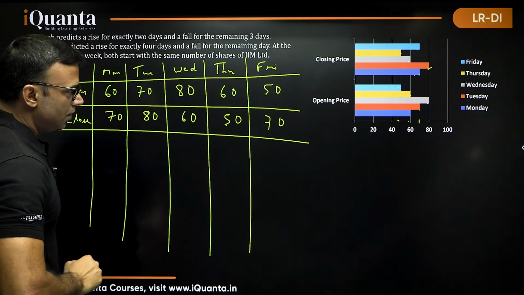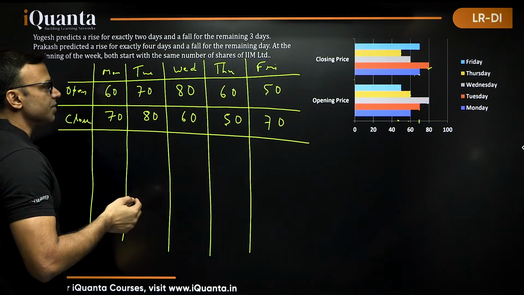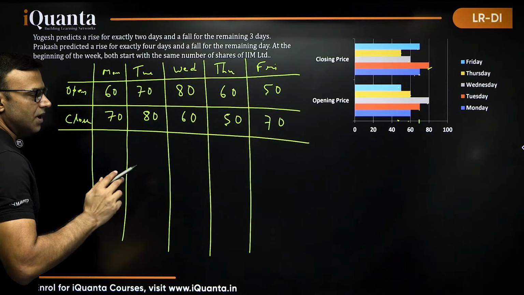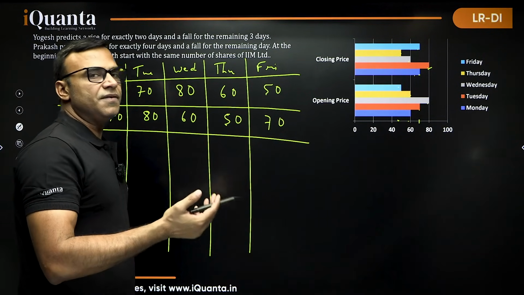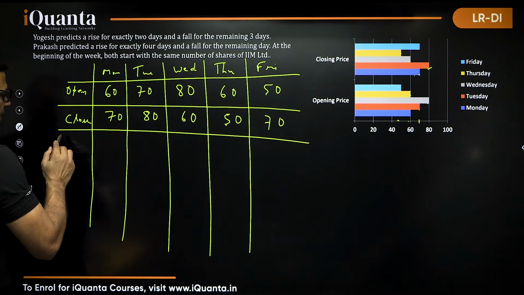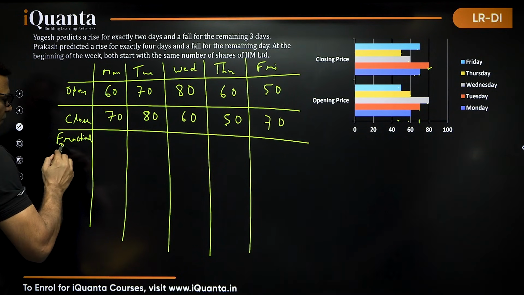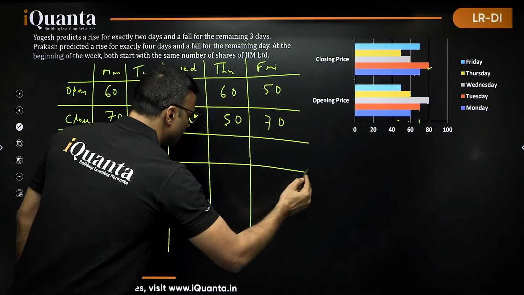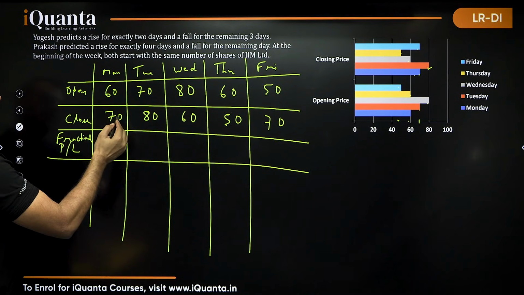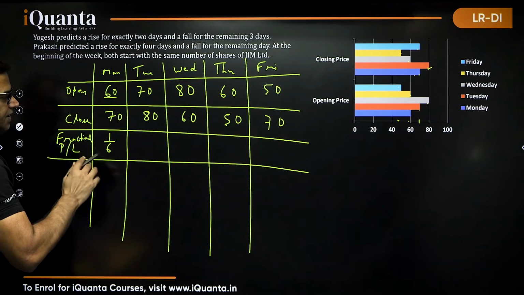Now, again, a point of making a mistake: people simply assume that if the price has decreased, there is a loss, and if the price has increased, there is a profit. No, it is not like that. It depends upon whether you have bought it first or sold it first. What I'm going to write now is fractional profit or loss. For example, opening price is 60, closing price is 70. So there is an increment of 10. 10 over 60 is 1 by 6. So, whether it is profit or loss, it is 1/6 of the value.